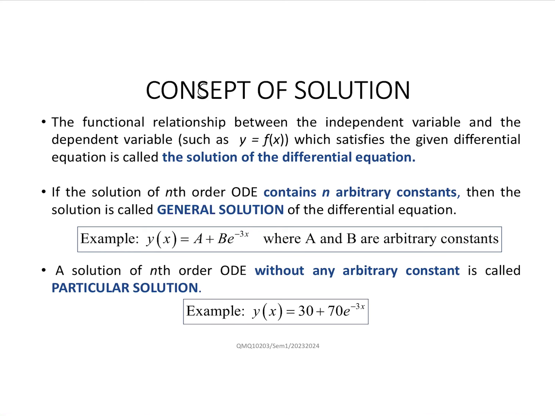Concept of solution. The functional relationship between the independent variable, for example, if we have y, x as the function, so x is the independent variable, y is the dependent variable. So the functional relationship between independent variable x and the dependent variable such as y equal to fx, which satisfy the given differential equation, is called the solution of the differential equation. If this function yx satisfy the given differential equation, then we call this is the solution of differential equation.